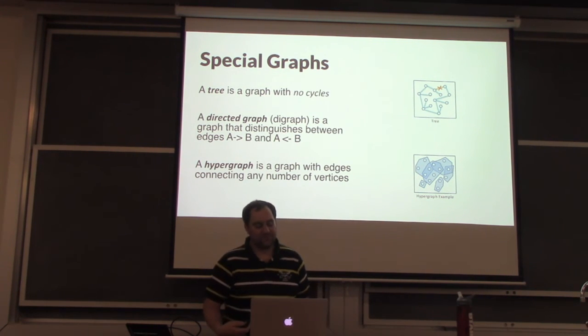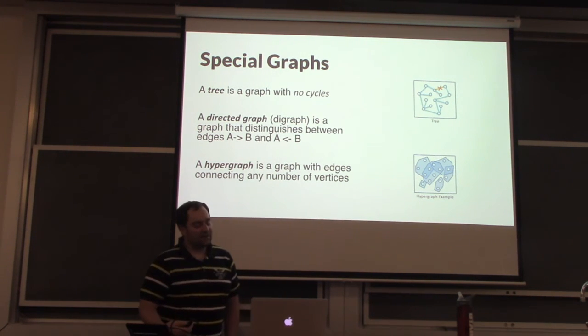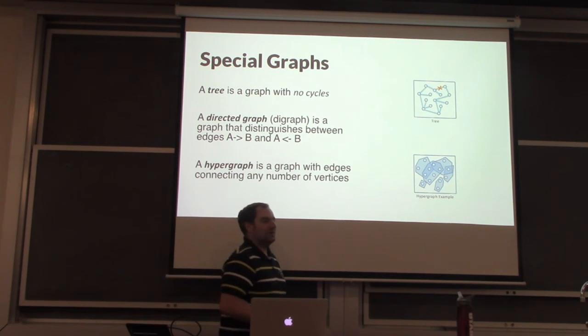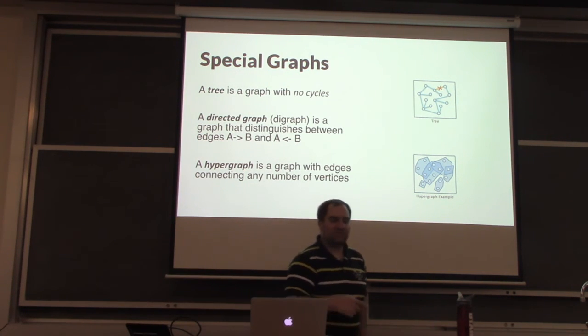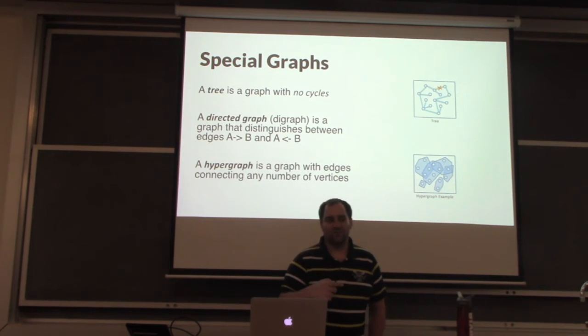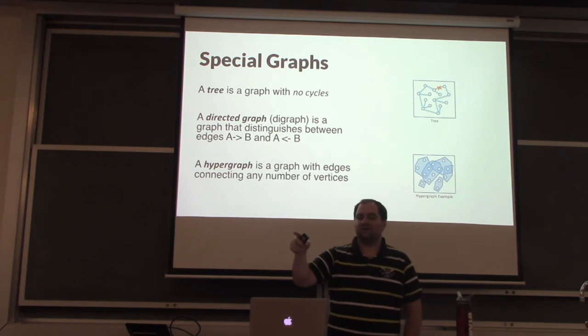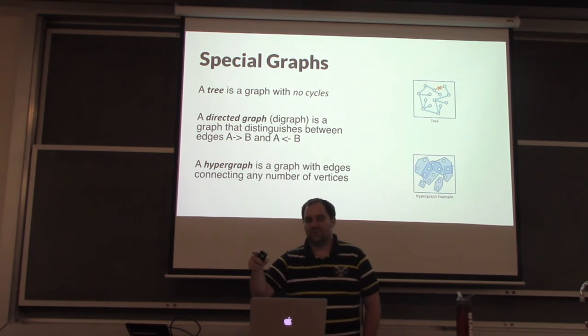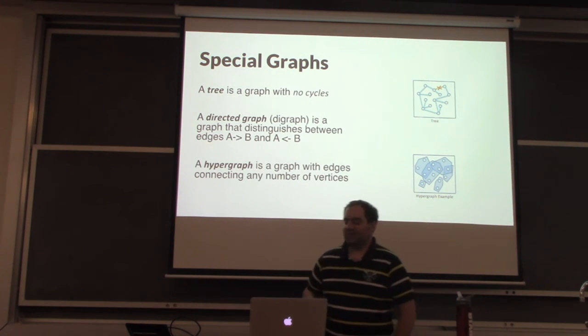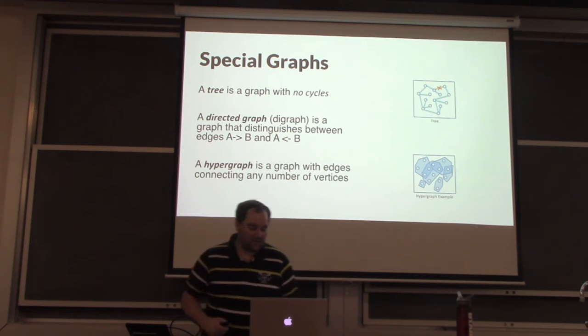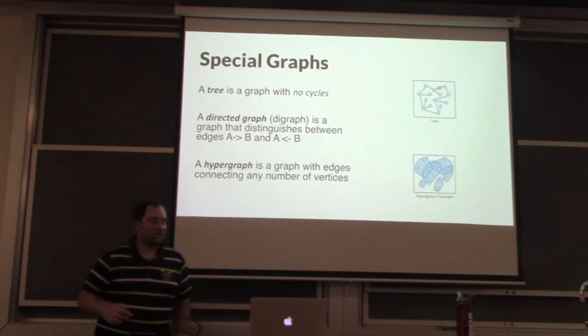for visualizing trees. And then we have directed graphs, where we distinguish between a connection from A to B and from B to A. So if I have an edge that connects A to B, it doesn't mean in a directed graph that we also have a connection from B to A. So we need to make explicit edges about this. And then hypergraphs are graphs with edges that connect any number of vertices.